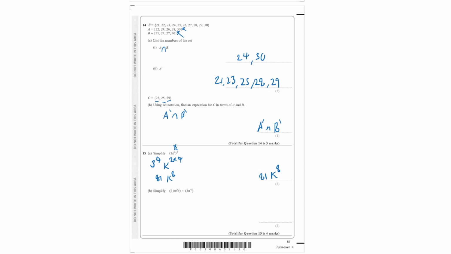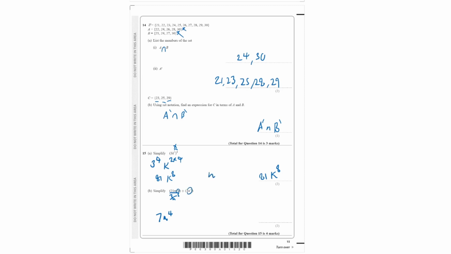Simplify 21m to the power of 4, n divided by 3n to the power of negative 5. So we can simply write here 3n to the power of negative 5. And 21 divided by 3 is simply 7. M to the power of 4 cannot be divided, so we simply write that as is, m to the power of 4. And we can see here that n and n to the power of negative 5 both have the same base n.